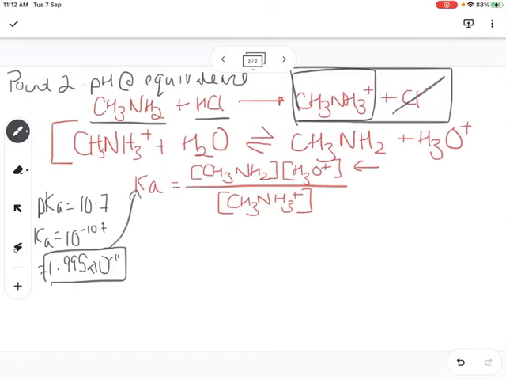We're going to make the same assumption that we've only got one substance contributing to the pH, so these two are equal and we're going to call them X. This bit here's the tricky one. We were told that we had 0.0255 moles per litre of both the original acid and base, so the CH3NH2 and the HCl.